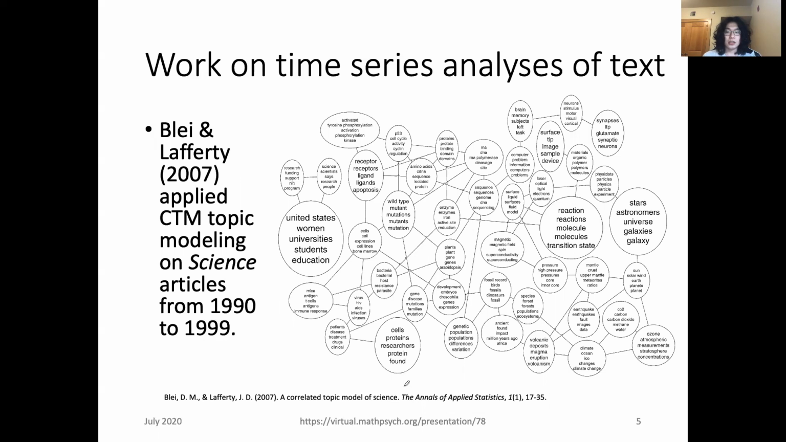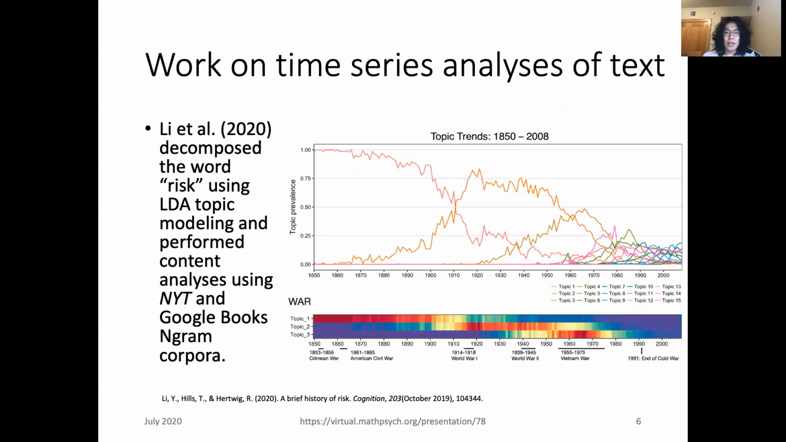Of course, there is much other work on tracking changes through time on all kinds of text corpora. I'll give two examples here. The first one is work by Blei and Lafferty, who applied the correlated topic model, or CTM topic modeling, on science articles from 1990 to 1999. This figure shows some of the topics. And another one is the piece by Lee, Hills, and Hertwig, who decomposed the word risk using latent Dirichlet allocation, or LDA topic modeling, and performed content analysis using New York Times and Google Books Ngram corpora.